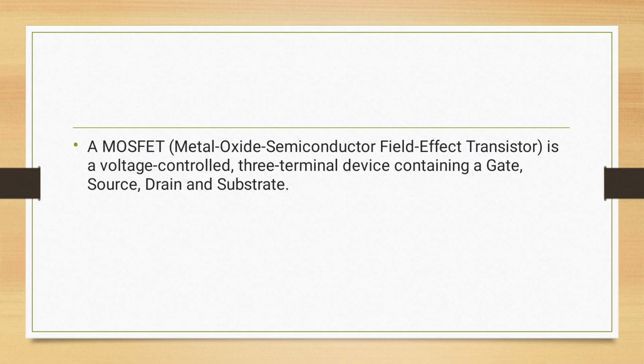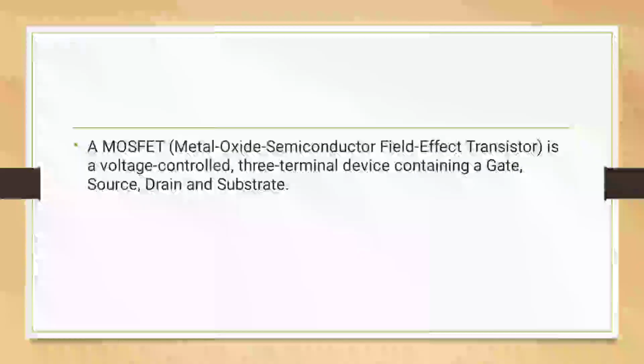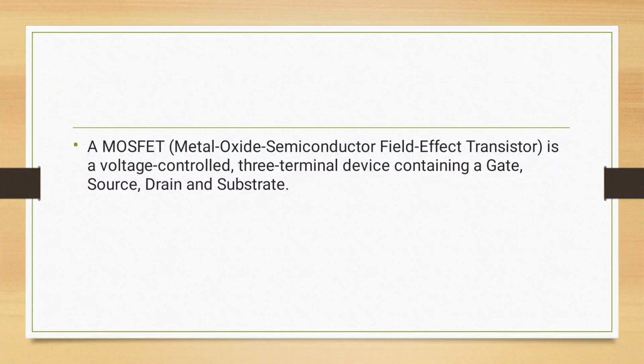Now we are going to see about MOSFET structure. What is a MOSFET and its structure? Inside the MOSFET there are some terminals. Those terminals are source, gate, drain and substrate as a base material. These are all the terminals we have inside the MOSFET.